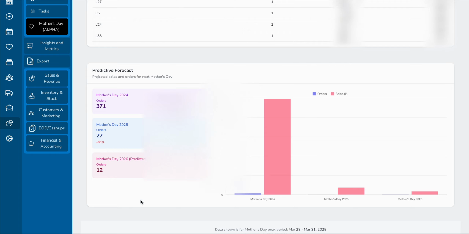And then again, this is one for when Mother's Day 2025 is over. It will predict what you are going to do in 2026 based on the increase or decrease you do against the previous year here. So again, that will be a really good analytic because it'll give you a good idea of what to expect for the next year.